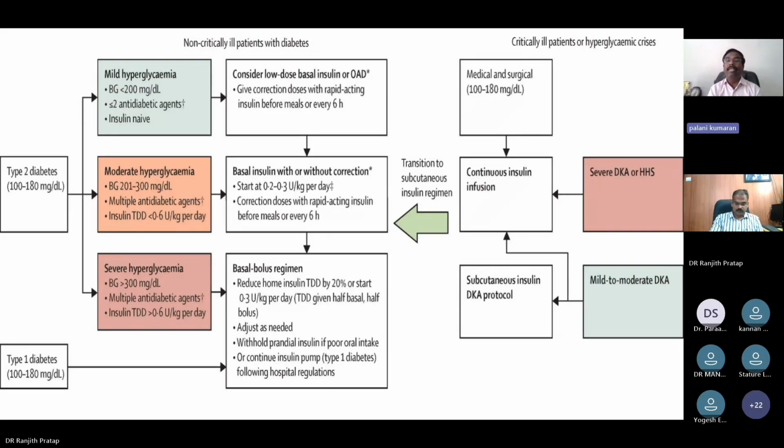Whenever the patient is critically ill, the ideal will be to start them on a continuous insulin infusion, whether it is a surgical or medical indication. Whenever the patient has DKA or HHS, you have to start with a continuous insulin infusion. For mild to moderate DKA, it will be better to go for subcutaneous insulin. And in due course, this continuous insulin infusion can be transitioned to subcutaneous insulin in the moderate hyperglycemic category.